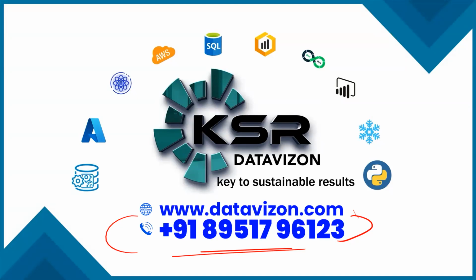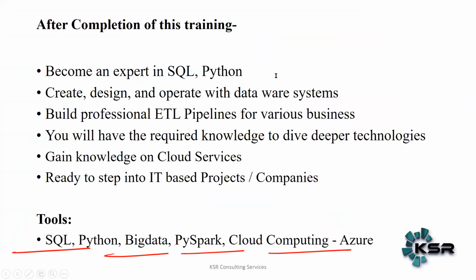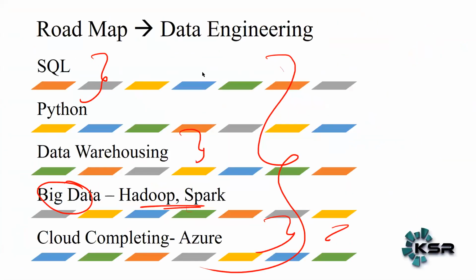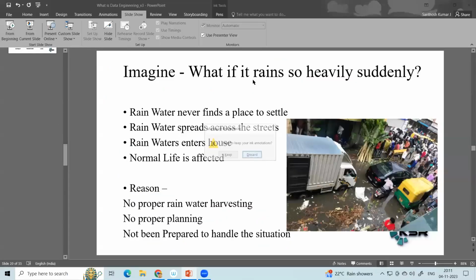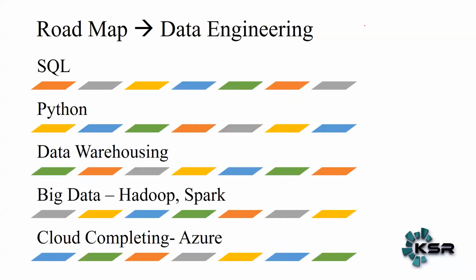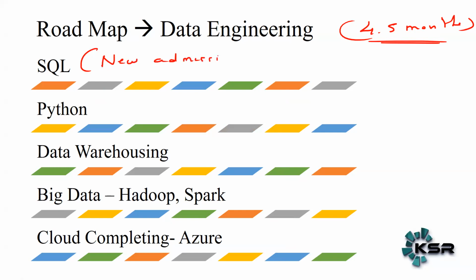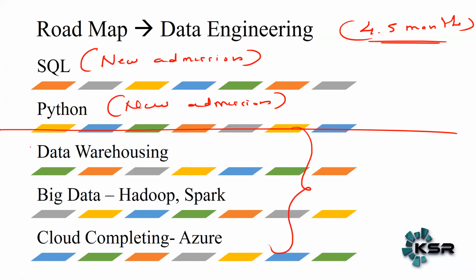Hi Santosh, are you starting with SQL, the course? Let me tell you what has happened. This is a roadmap for data engineers, which is going to be 4.5 months. We are not waiting for 4.5 months to start a new batch. So for SQL, we accept new admissions. And for Python, we accept new admissions. After this it is a continuation.